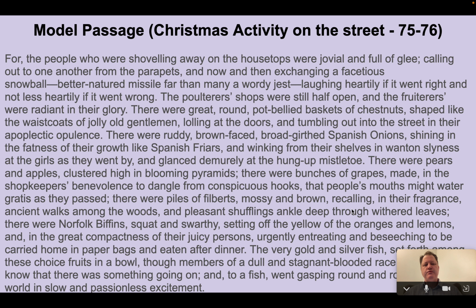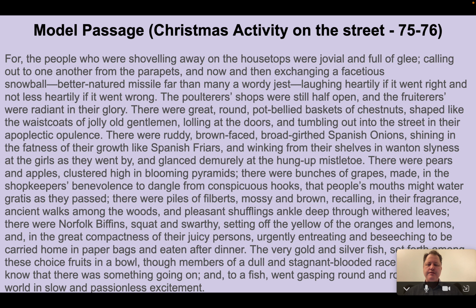The poulterers' shops were still half open, and the fruiterers were radiant in their glory. There were great round pot-bellied baskets of chestnuts, shaped like the waistcoats of jolly old gentlemen, lolling at the doors and tumbling out in the street in their apoplectic opulence. There were ruddy brown-faced, broad-girthed Spanish onions, shining in the fatness of their growth like Spanish friars, and winking from their shelves in wanton slyness at the girls as they went by and glanced demurely at the hung-up mistletoe.